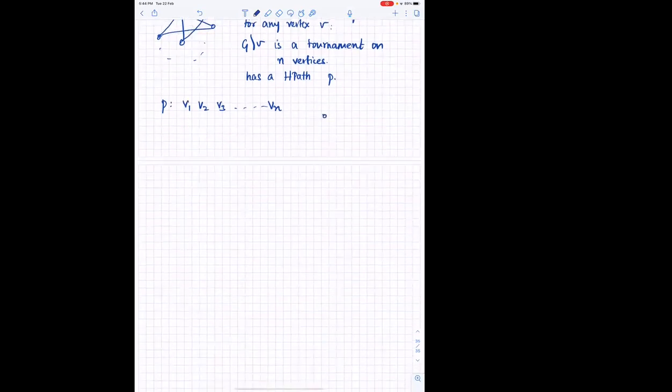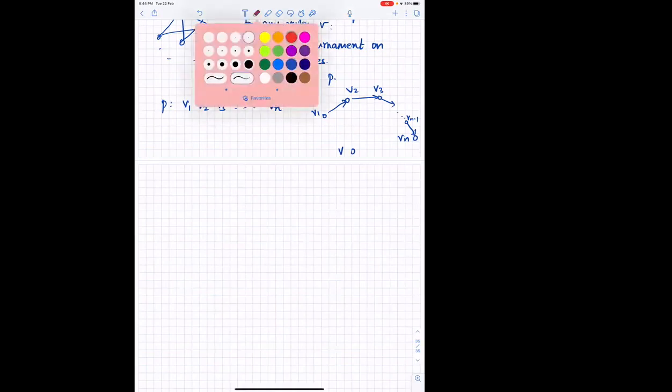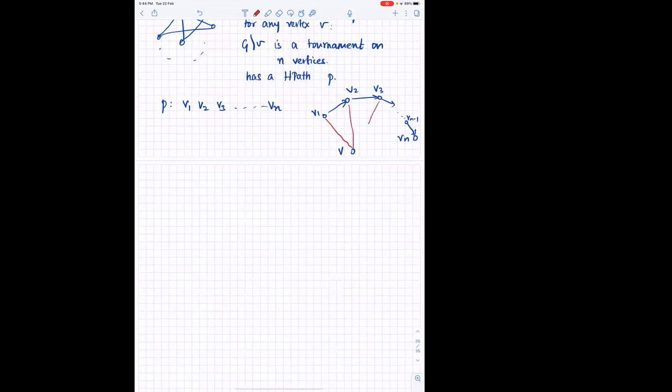So it's a Hamiltonian path. You will have V1, V2, V3, and so on. And then in G, you have this vertex. Now it's a complete graph with orientations, so these edges are also there in G. All these edges will be there. There is no edge that is missed because it's a complete graph. But you do not know the orientation of these edges. That is a problem. You know that there is a Hamiltonian path that you can use, but you don't know the orientation.